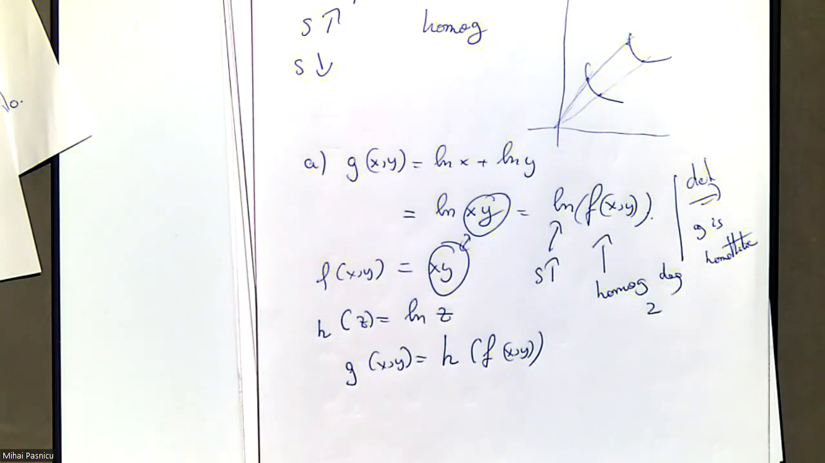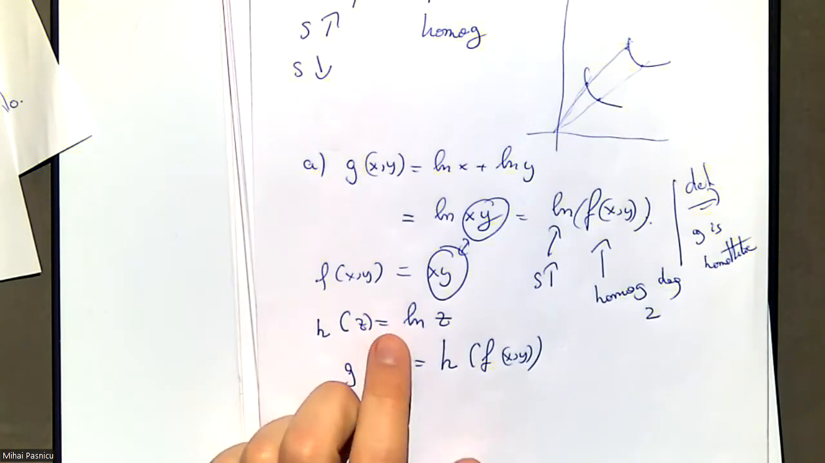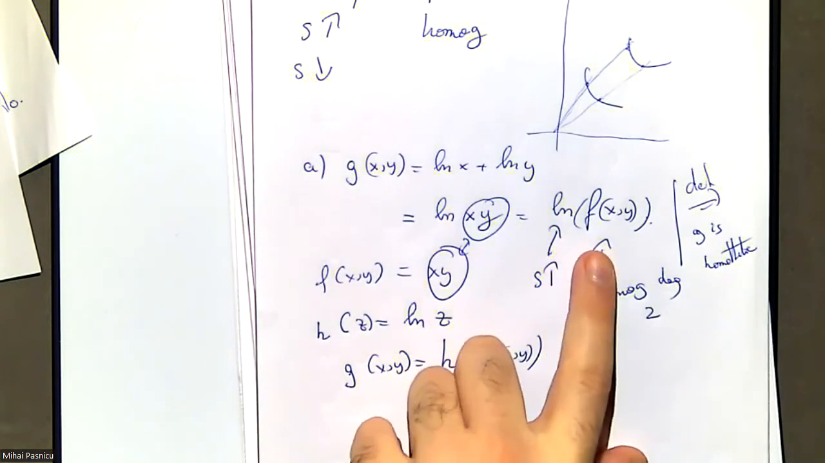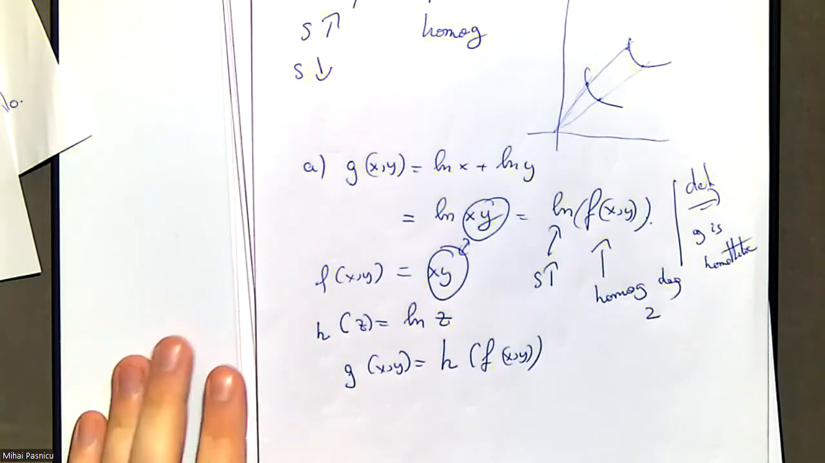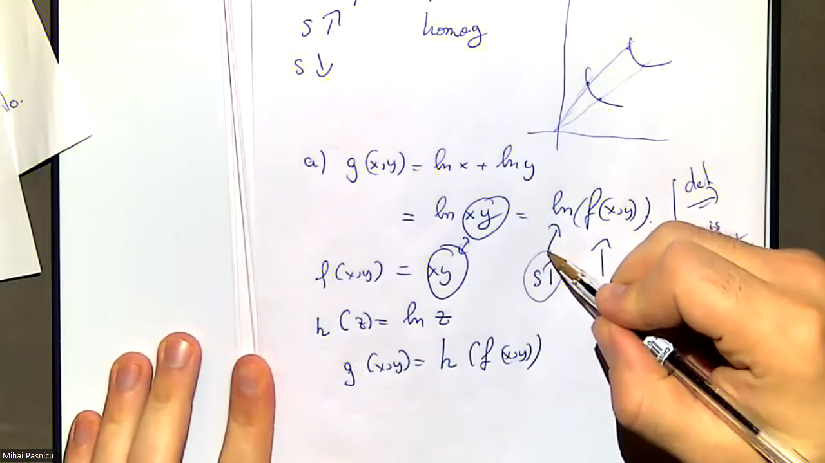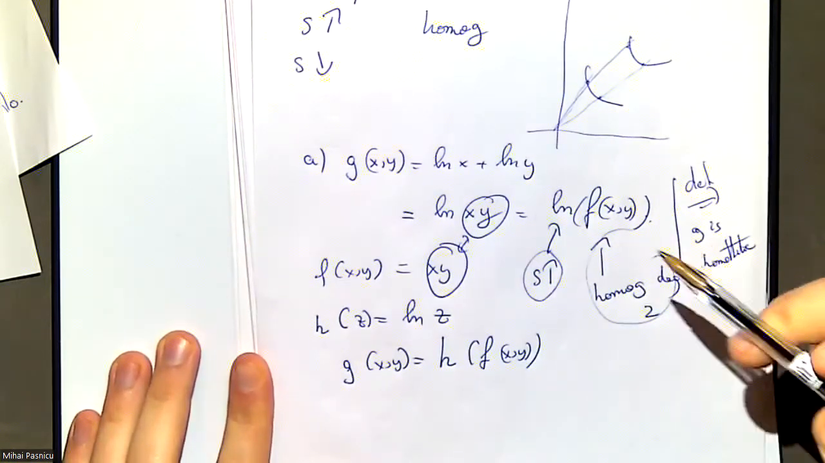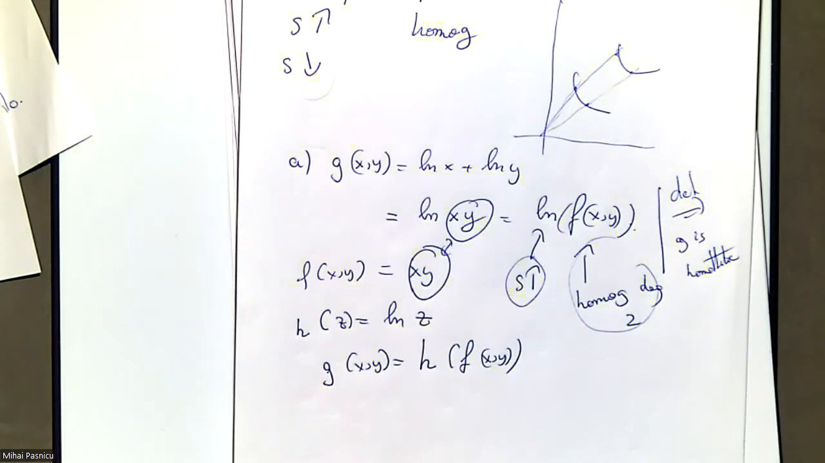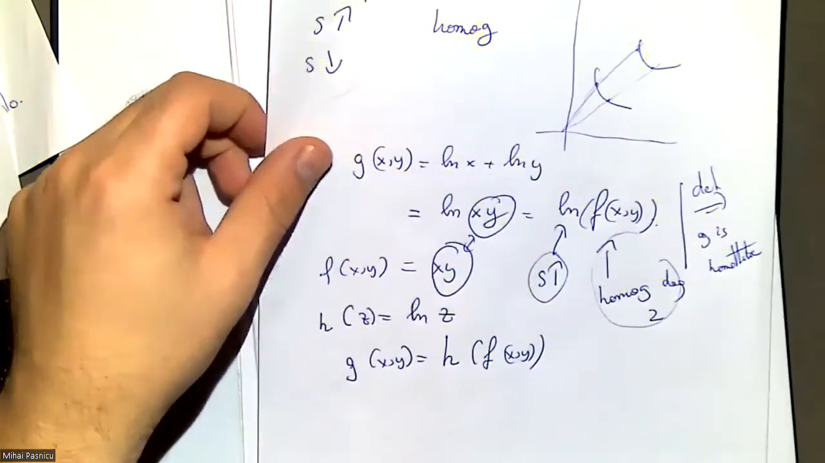Again, you all know the definition. The whole idea is to bring it to the f function. So I brought it to the f function using the log rule. And then I just said, okay, this is just ln of f of xy, which, I know ln is strictly increasing. This is homogeneous. So I am in my condition, in my definition of homotheticity. Okay. If there are no questions, let's do problem B.